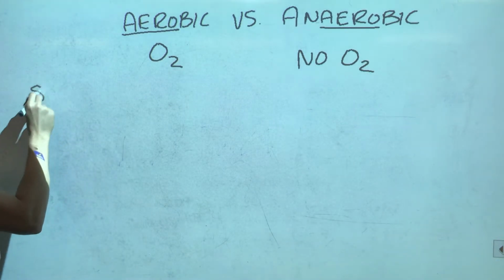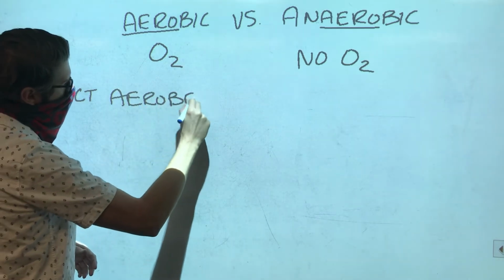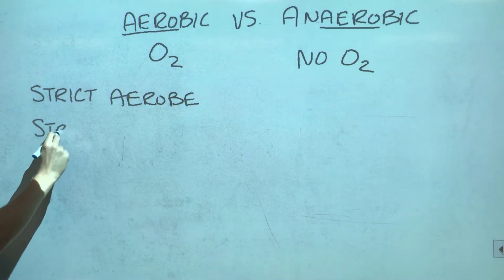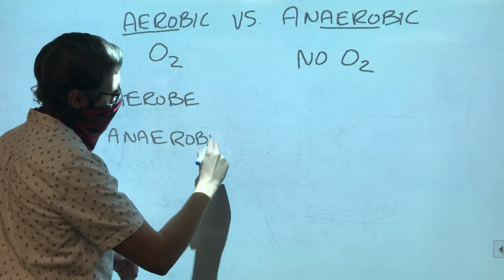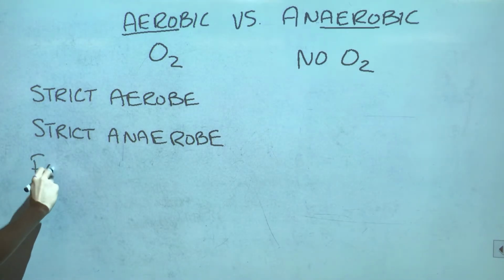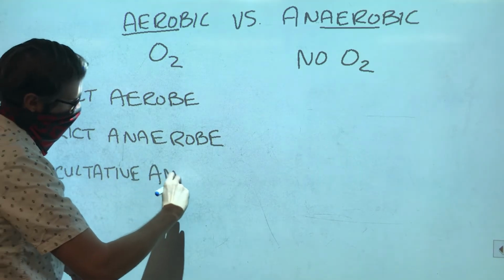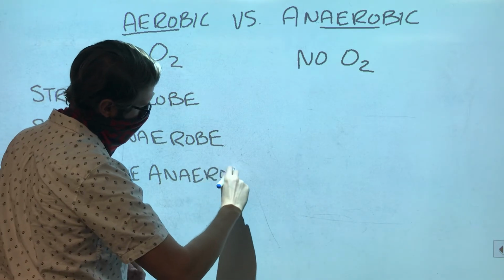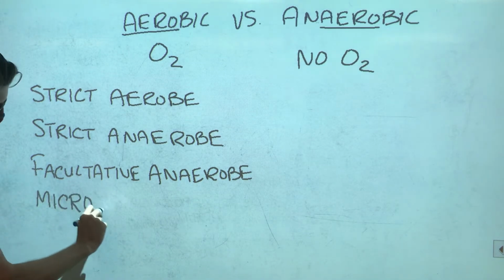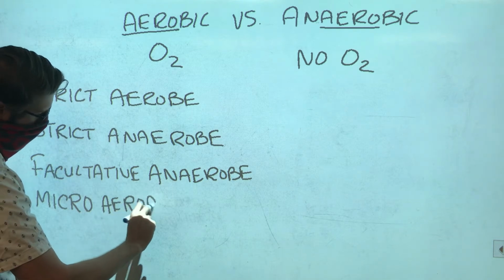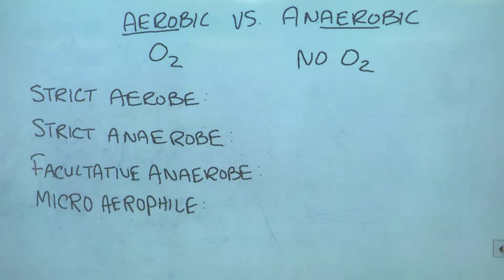So there's what we call strict aerobes. There's what we call strict anaerobes. There's what we call facultative anaerobes. And there's what we call microaerophiles. It'll all make sense in a second.